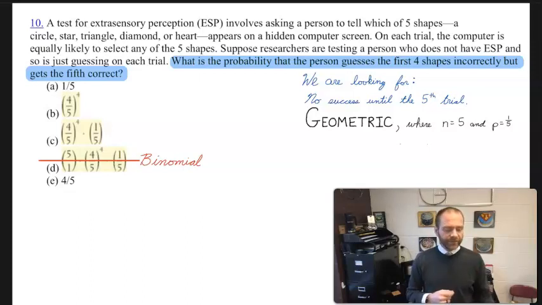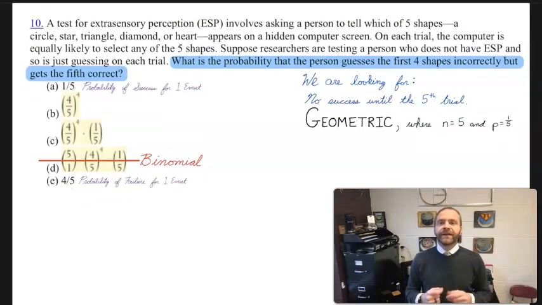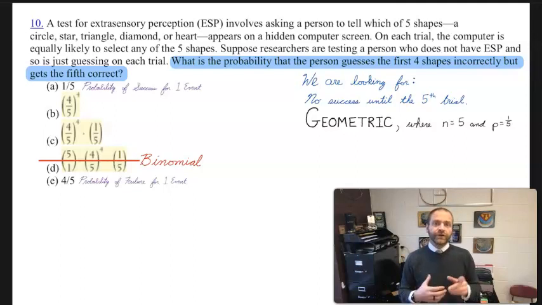I'm also going to be careful with choices A and E. A is the probability of success, while E is the probability of failure for one trial. I have a 1 out of 5 chance of guessing it right. I have a 4 out of 5 chance of guessing it wrong. So A and E are also tricks because it's this idea of, oh, I have geometric, I have 5, probability of success is 1/5. Oh, I'm going to go ahead and say the answer is 1/5. Or, hey, we want to look at 4 failures, so I'm going to say the answer is 4/5. No. You have to calculate the geometric probability. But notice how A and E do play a role in that.